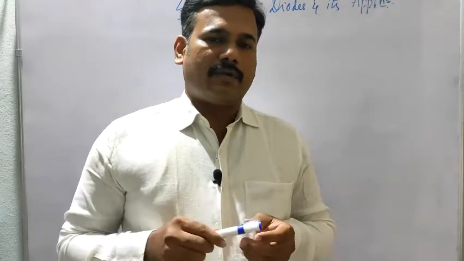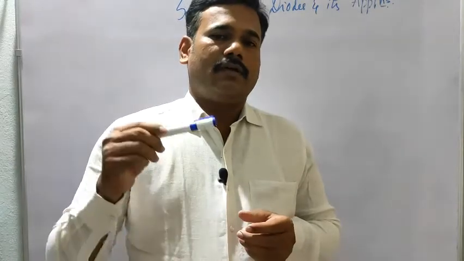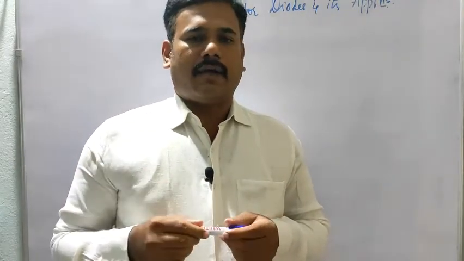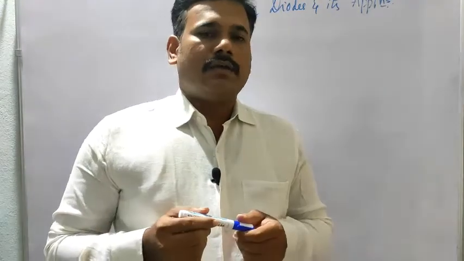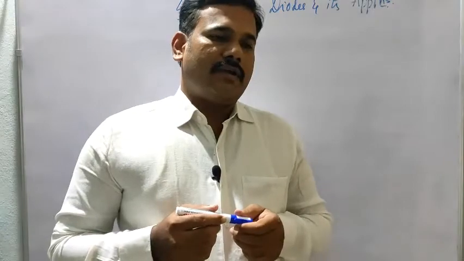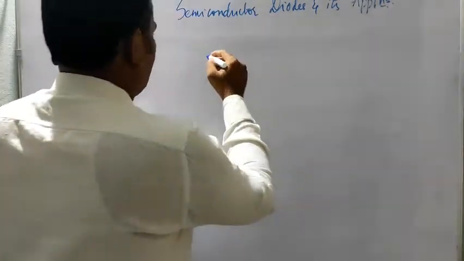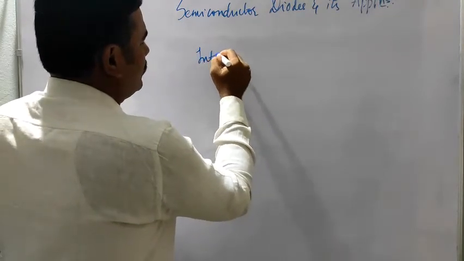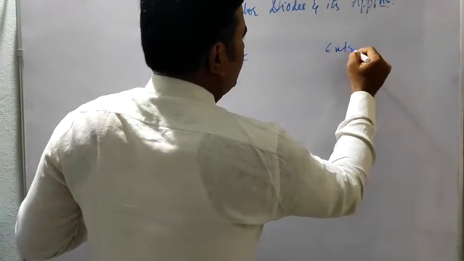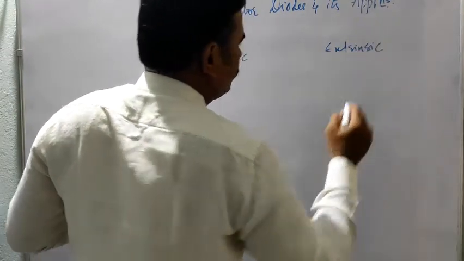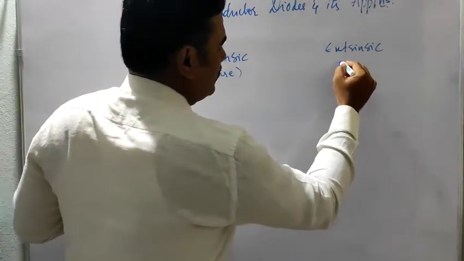But in case of semiconductor, the band gap between the valence band and the conduction band is in between that of a conductor and an insulator. So, a semiconductor is classified basically into two types. One is an intrinsic semiconductor, which we call a pure form of semiconductor, and one more is extrinsic semiconductor. So intrinsic we call a pure form, extrinsic we call a doped one.